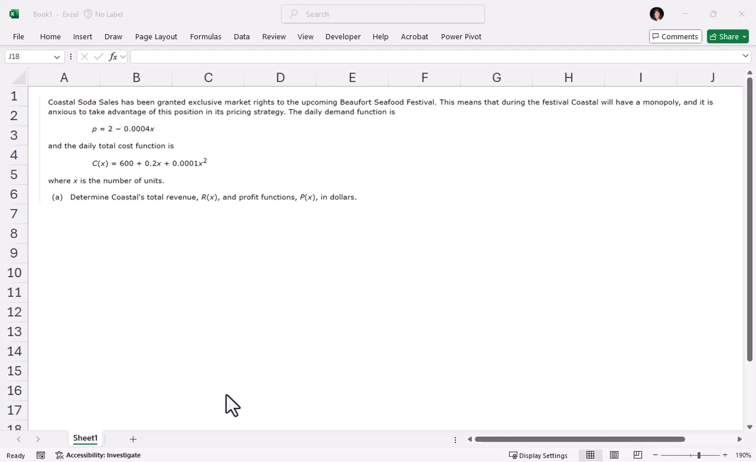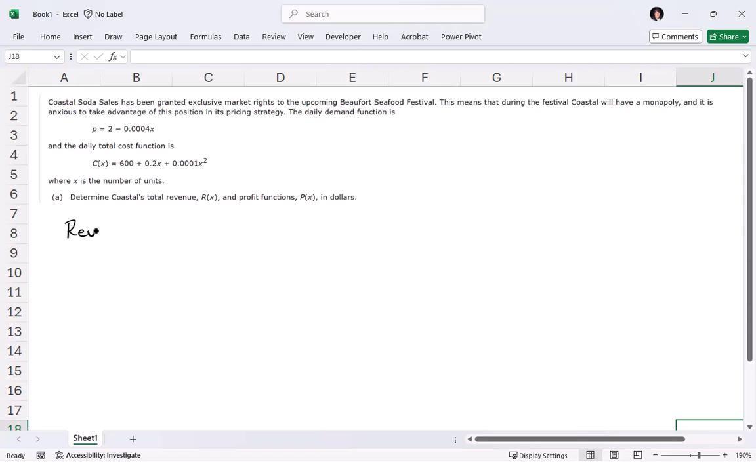Coastal Soda Sales have an exclusive market right, which means that they can set whatever price they want. There's no competition. They have a demand function, so a price relationship for the price and the number of sodas. And then they have a cost function. Determine the revenue function.